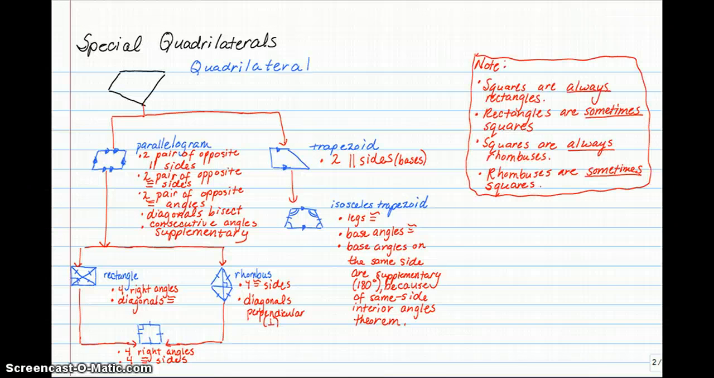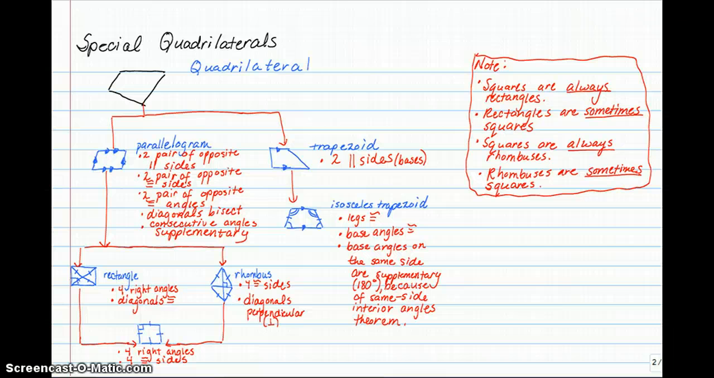And so based on that, we can note that squares are always rectangles, but rectangles are only sometimes squares. Squares are always rhombuses, but rhombuses are only sometimes squares. This is the type of deductive reasoning one can take from this flow chart of special quadrilaterals.